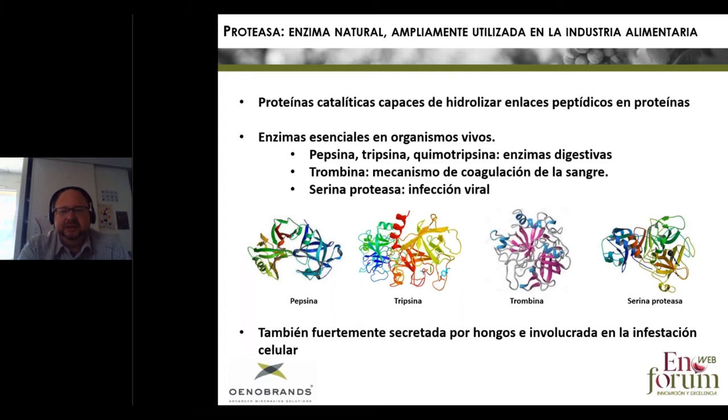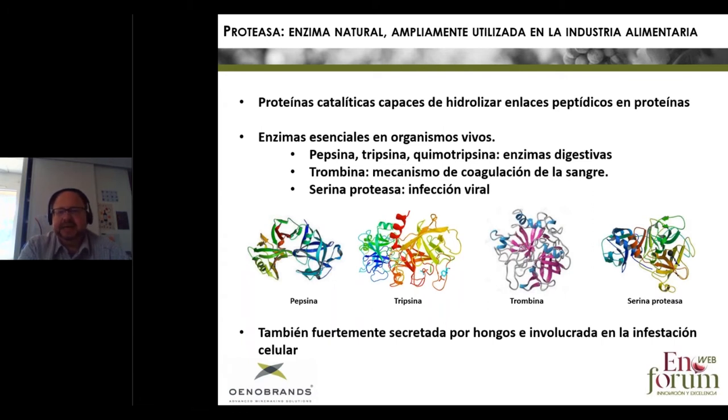They are involved in the main functions of living organisms, like in digestion with digestive enzymes, pepsin, trypsin, or chymotrypsin. They are also involved, for instance, in blood coagulation with thrombin, and even in the regulation of virus infection with the presence of serine protease on the surface of our cells.